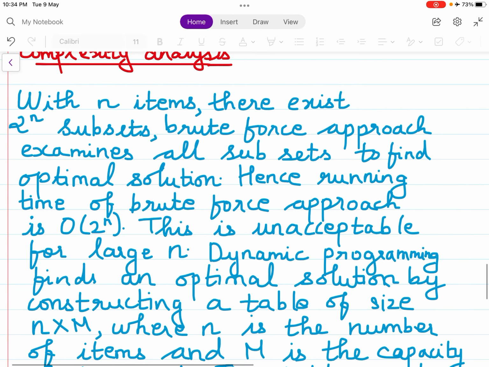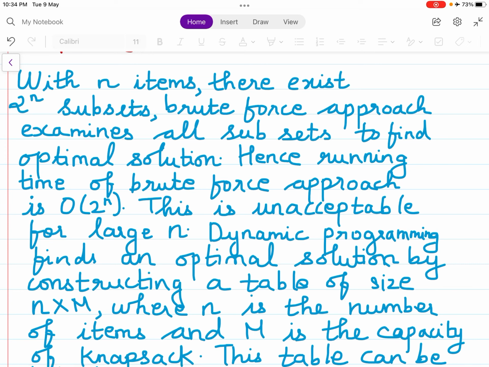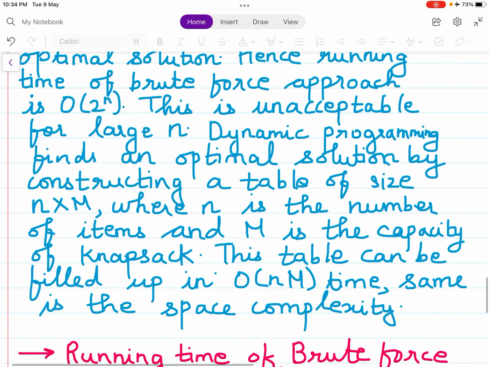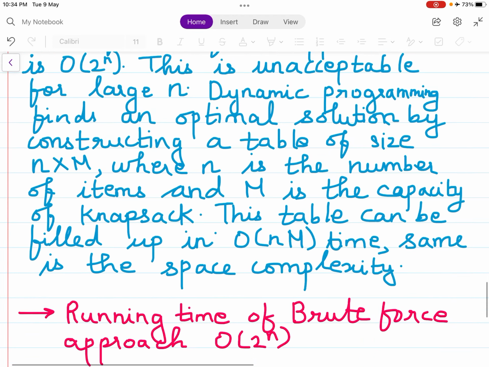Complexity analysis. With n items, there exist 2 raised to n subsets. The brute force approach examines all subsets to find the optimal solution. Hence, the running time of the brute force approach is big O of 2 raised to n. This is unacceptable for large n. Dynamic programming finds an optimal solution by constructing a table of size n into m, where n is the number of items and m is the capacity of the knapsack. This table can be filled up in big O of n into m time, same in space complexity.